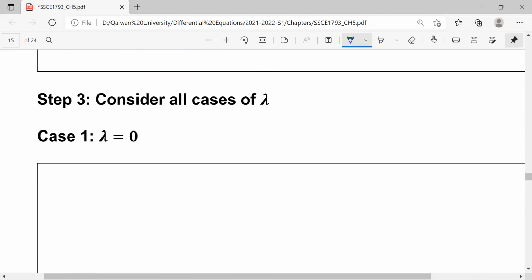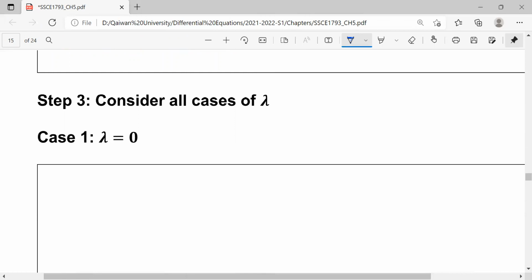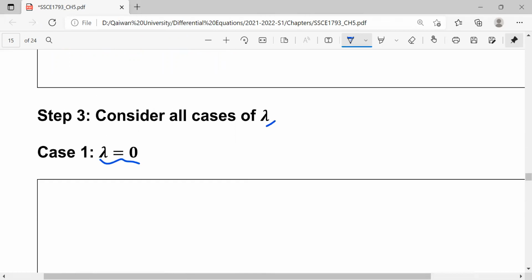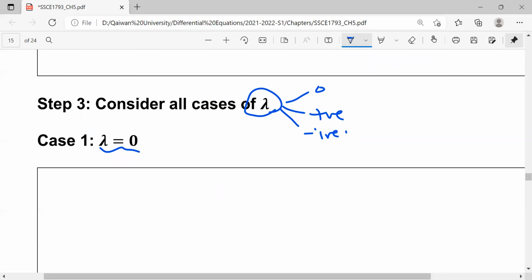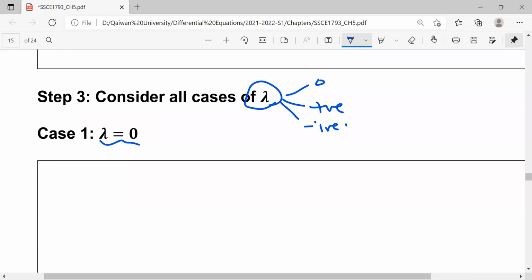Okay, we now have some cases. We say lambda, here we said lambda is a constant. It's possible to be 0, to be positive, and to be negative. Okay, it could be positive, it could be negative, and it could be 0. So we take all cases and we choose the suitable case. We choose the case that we get a non-trivial solution.